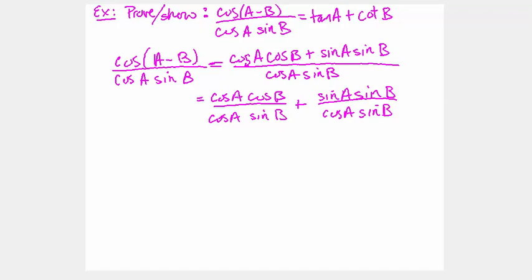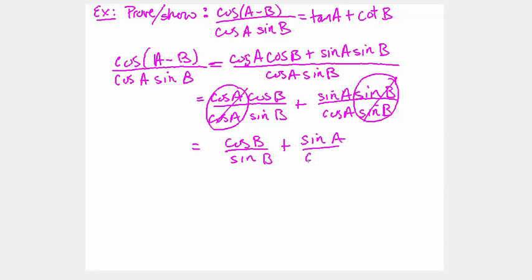Notice though, in the first fraction, there's a cosine of A over a cosine of A. Those would cancel right out. And in the second fraction, there's a sine of B over a sine of B, and those would cancel right out. What's left would be a cosine of B over a sine of B plus sine of A over cosine of A. Now let's use our trig identities here. The cosine of B over the sine of B is really the same thing as cotangent of B. And moving on, the sine of A over the cosine of A is really the same thing as the tangent of A.